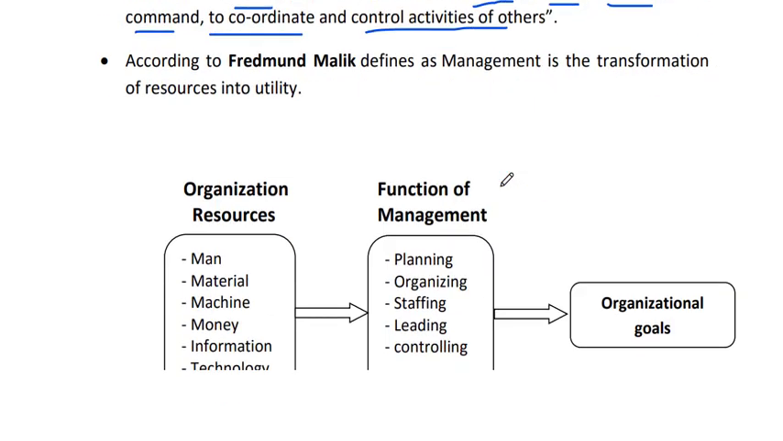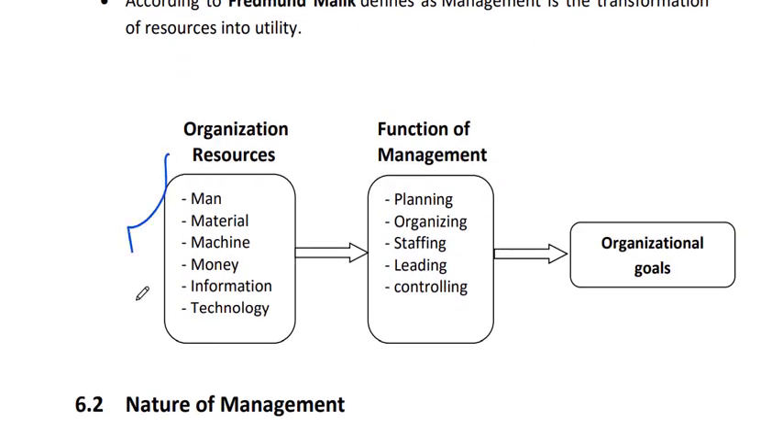Now, how does management work? Let's say we have different types of resources: man, material, machine, money, information on how to build a phone, and also technology, machinery technology. These are the resources available with us. So what will management do? First of all, they will plan how to make resources, and how two or three resources will merge into one simple object.